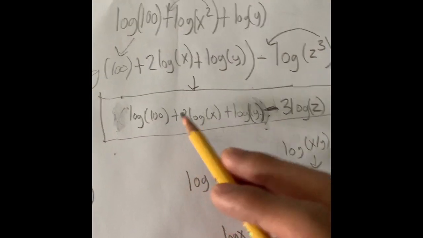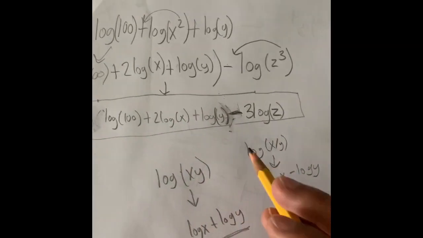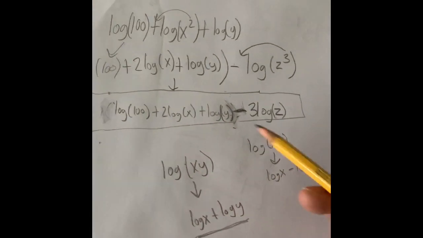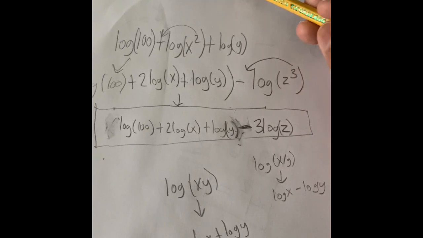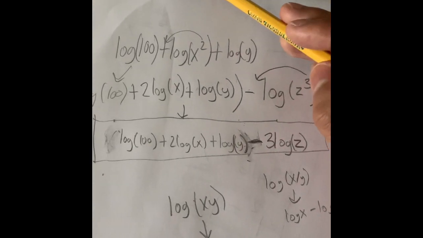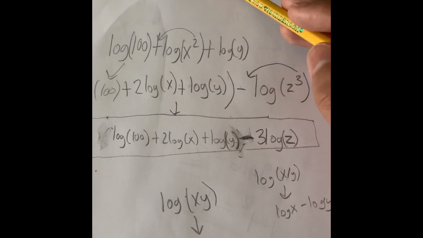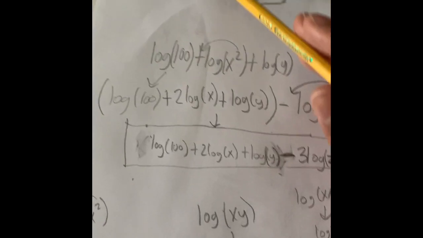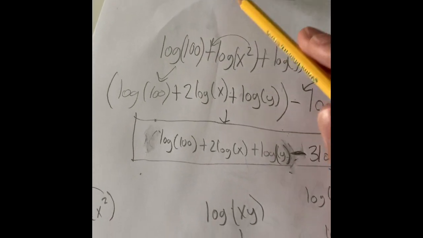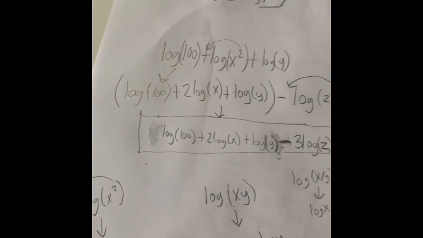But you have to know, mainly, that it's log 100 plus 2 log x plus log y minus 3 log z. Because you got to know dividing in logs is subtracting, multiplying in logs is adding, and then the exponents in logs, you shift that over to the coefficient, the leading coefficient of whatever that term is. And yeah, you got to know that for expanding logs.